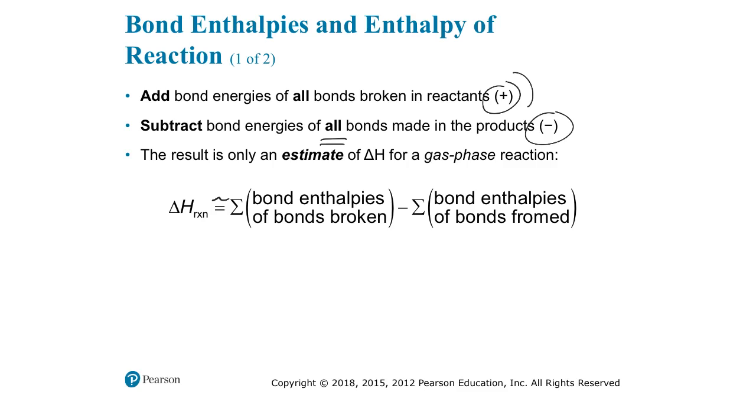So here, the only weird thing is you're taking the sum of the broken bonds in the reactants minus the sum of the formed bonds in the products. So that's the only peculiar thing here, is that for this delta, you're doing reactants minus products, which might seem strange, but we'll demonstrate why that works perhaps on the next slide.